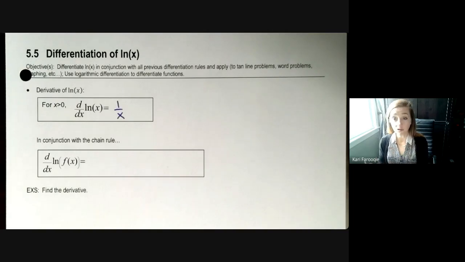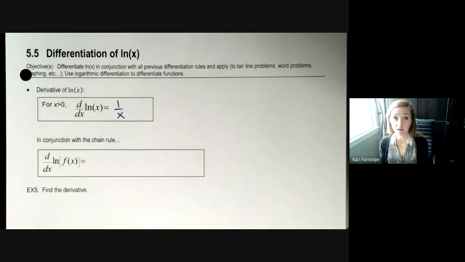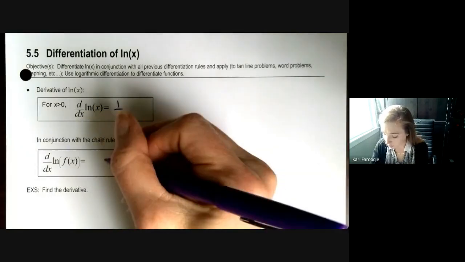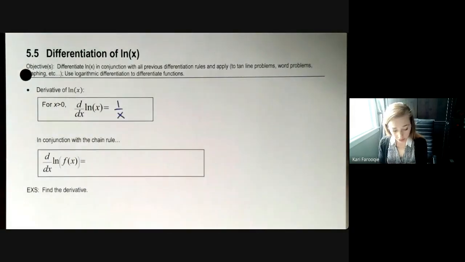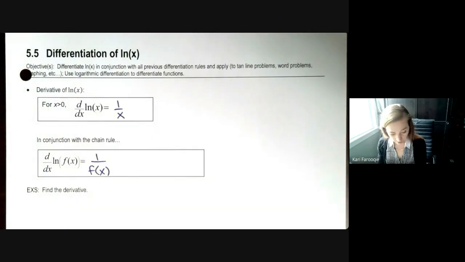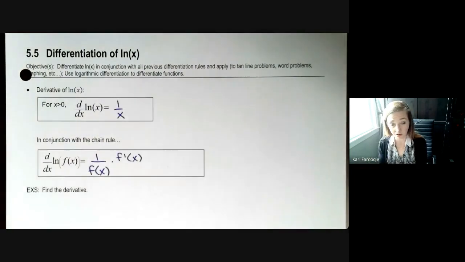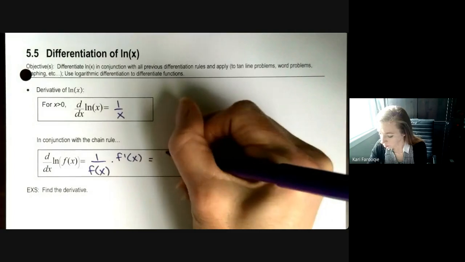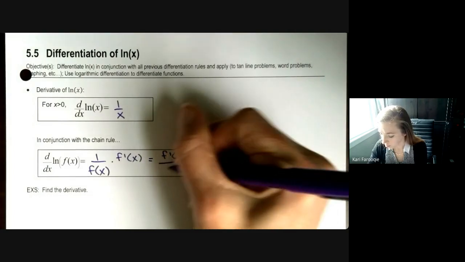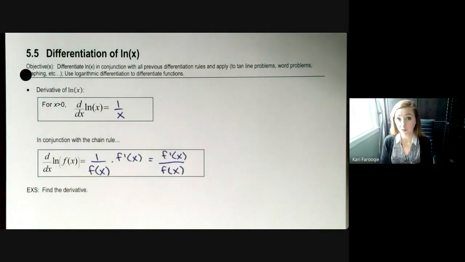Now, of course, most of the time you're not going to see just the natural log of x. A lot of times it's going to be the natural log of some function of x. So when you see that, you treat this in a similar way. Basically, you're taking 1 over whatever that function of x is and multiplying it by the derivative of the inside function using the chain rule. But a more simple way to write this is just f prime over f. So you're taking the derivative of the inside function and dividing it by the inside function.